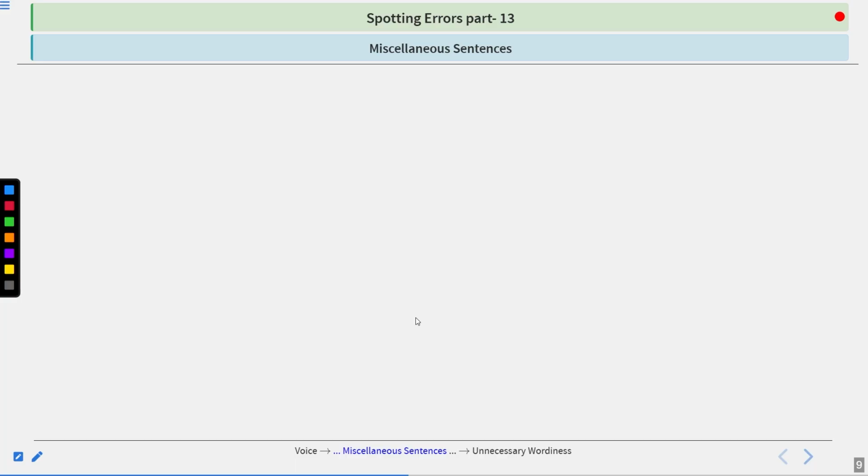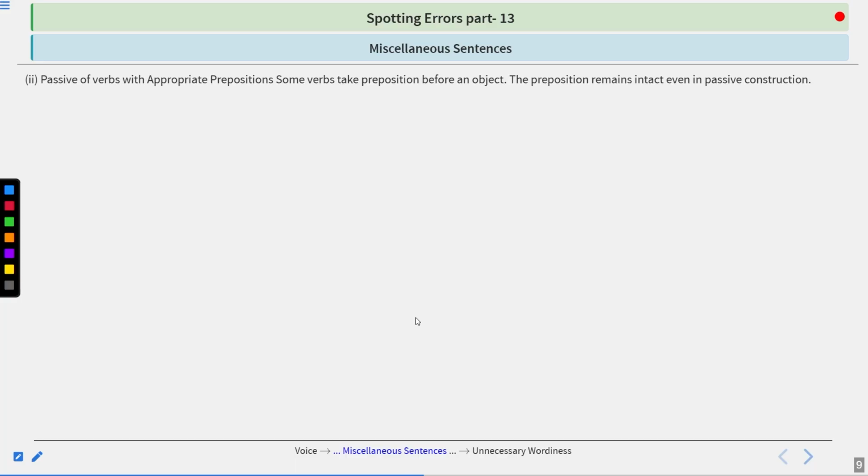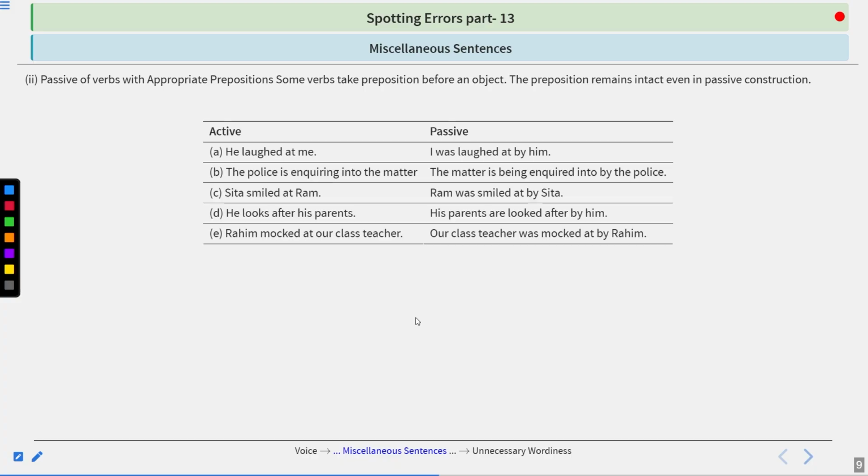Miscellaneous sentences. Passive of verbs with appropriate prepositions. Some verbs take a preposition before an object. The preposition remains intact even in passive construction. So you need not change the preposition. It will be there in passive construction as well. From active to passive, look at the sentences. The first one is, he laughed at me. It will be changed into, I was laughed at by him. So we haven't removed the preposition at, which was used in the active voice with laughed.